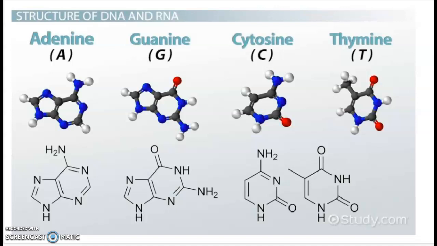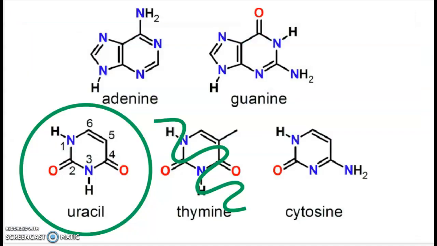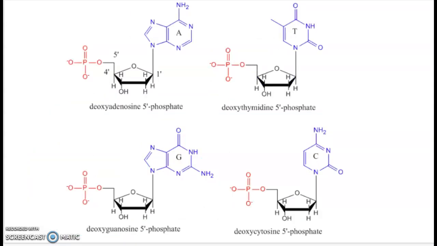Let's look at the molecules of nucleobases of RNA. So instead of thymine, we're going to replace that again with uracil, and we talked a little bit about that already. So let's go ahead and put those back together.